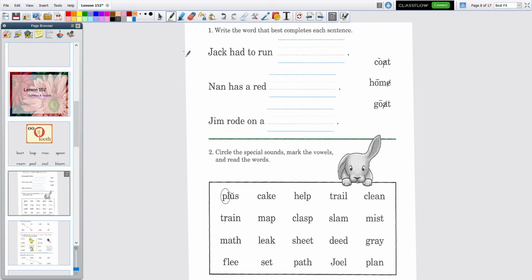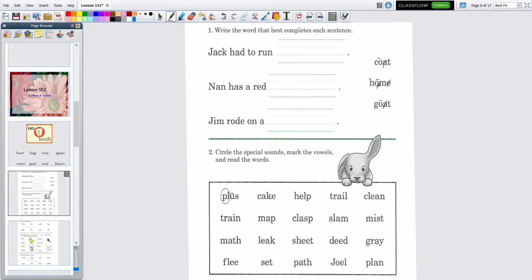Now we got to find out which one. It would be really silly if we put the wrong one in there. So let's go ahead and read this. Jack, had, a sight word, to, run. So let's read it as a sentence. Jack had to run blank. Let's put this first word in there. Jack had to run coat. Can he run coat? No.